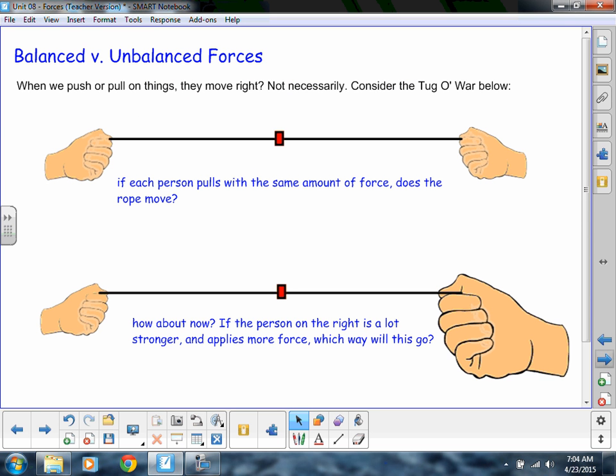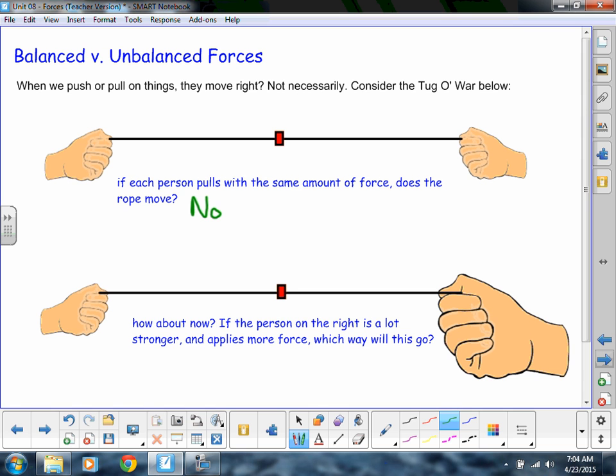Now, as far as whether or not an object moves when a force is put on it, we have to look at, are the forces on the object balanced or unbalanced? So when we push and pull on things, they move, right? Well, no. I'm sure there's been times where you've tried to lift something or push something or pull something and it just didn't want to go anywhere. So for instance, tug of war. We got two people each pulling in opposite directions, and if they each pull at the same amount of force, does the rope move? And the answer to that is no.